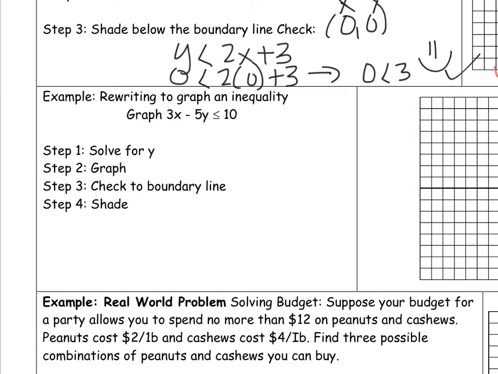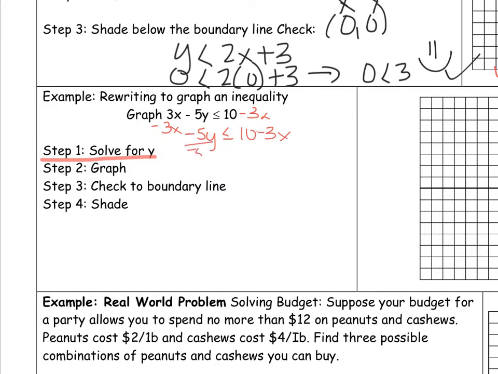What happens if the inequality is not in the form of y equals mx plus b? Well, then that's where we have to solve for y. We did this in the beginning of this unit. We've done it in the last unit. So that's what we're going to do. We're going to solve this equation for y. We're going to start by subtracting 3x from each side. That's going to give us negative 5y is less than or equal to 10 minus 3x.